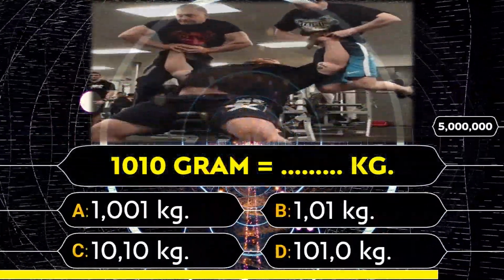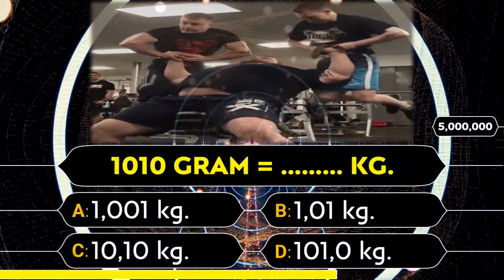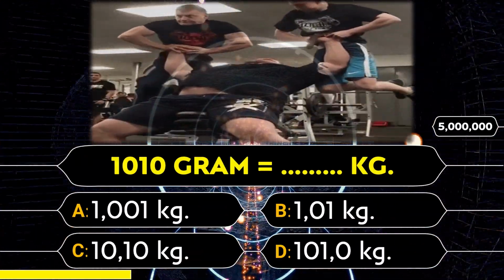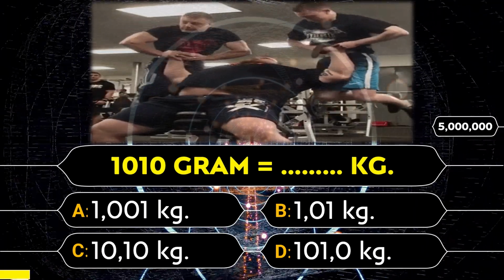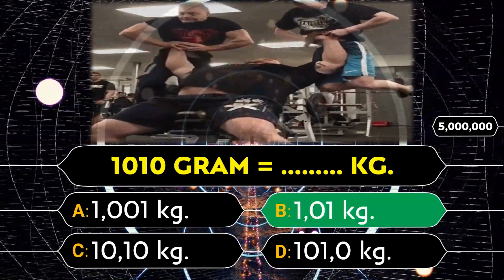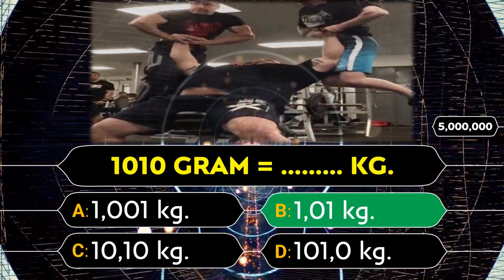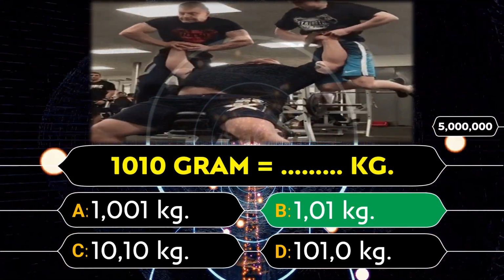Let's see if you can put your weight on this question. Do you know how much 1010 grams is, expressed in kilogram? The answer is 1.01 kilograms. There are 1000 grams in 1 kilogram, so all you have to do is divide by 1000 to get from grams to kilograms.